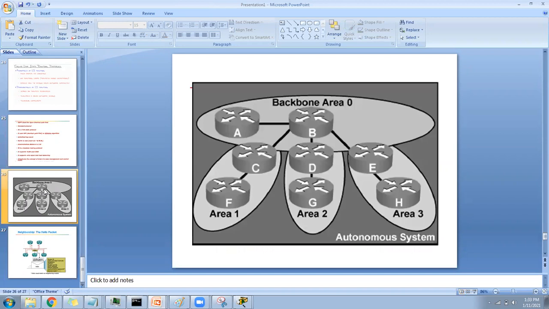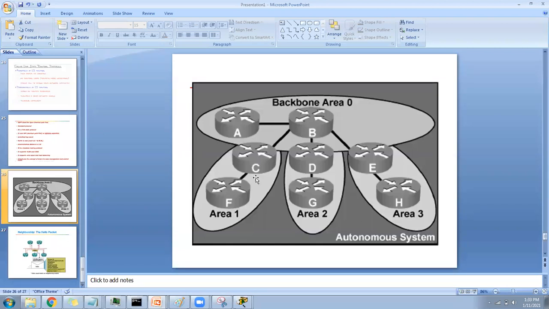Area means, see, this is one of the diagrams of the OSPF. So what happened is it came with the idea called area. Area means nothing but the boundaries. So let's say these two routers, they are in the backbone. They are in area zero. So area zero will be the origin of your network.